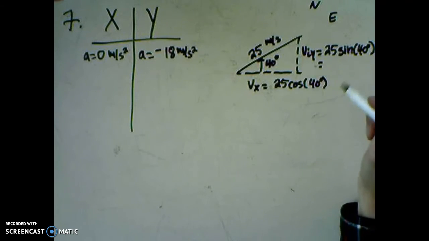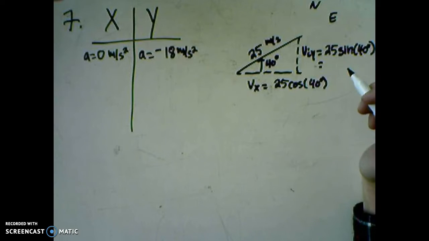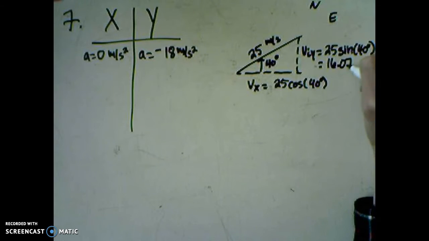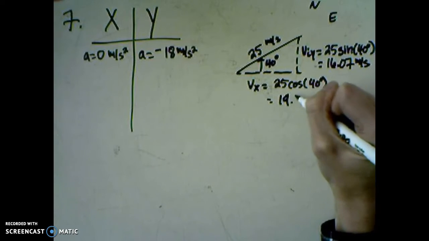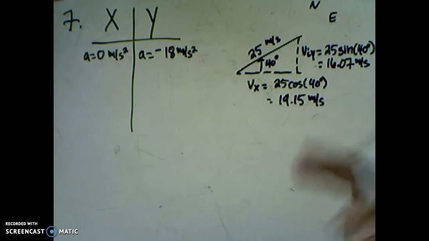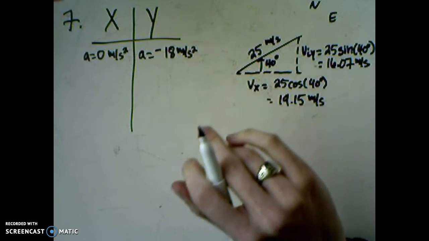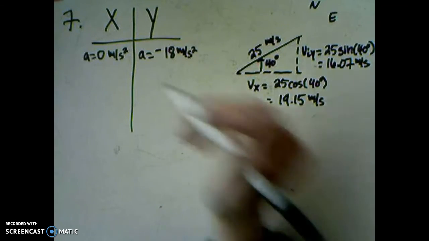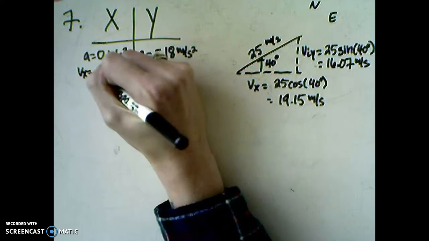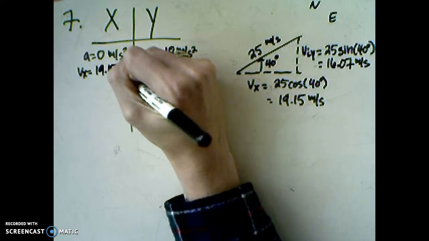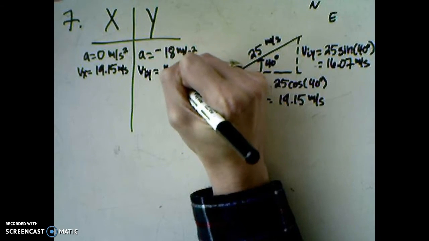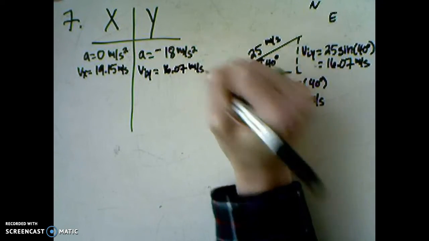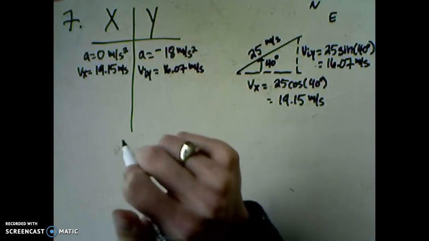So using my calculator, again in degree mode, I know that my initial y velocity is 16.07 meters per second, of course, and my x velocity is 19.15 meters per second. You may have rounded slightly differently than I did. All right, so let's keep going here. Let's put those values in my table. 19.15 and the IY is 16.07. And let's see if there's anything else that I know.